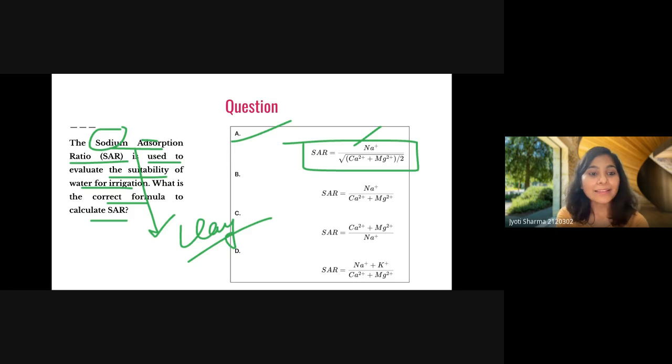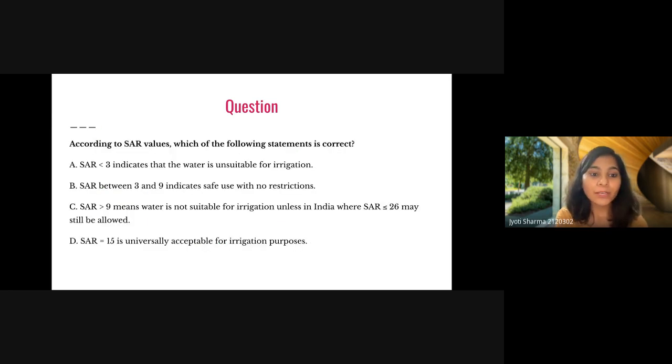According to SAR value, which of the following statements is correct? SAR less than 3 indicates that water is unsuitable for irrigation. 3 to 5 indicates safe water with no restriction. More than 9 means water is not suitable for irrigation unless in India, where SAR less than or equal to 26 may still be allowed, and SAR equal to 15 is universally acceptable for irrigation purpose.